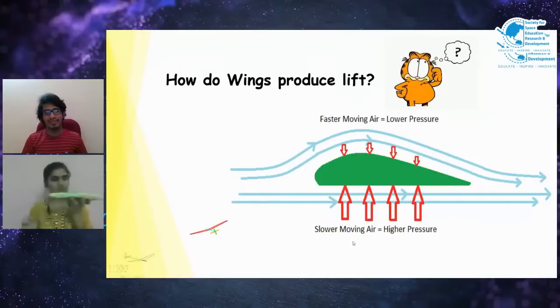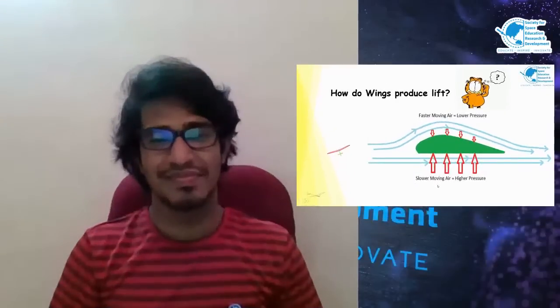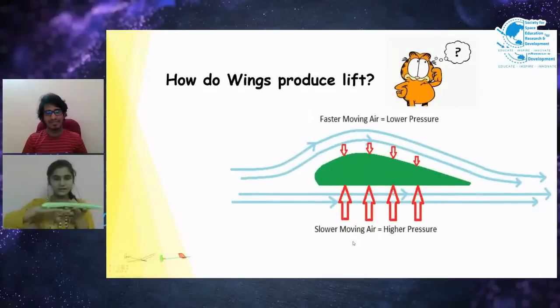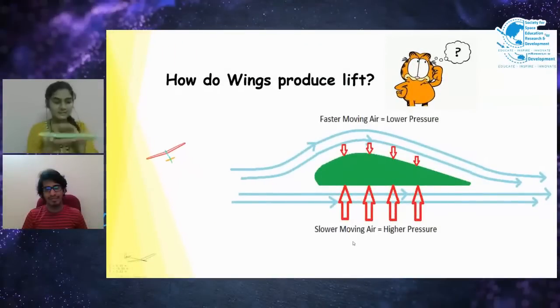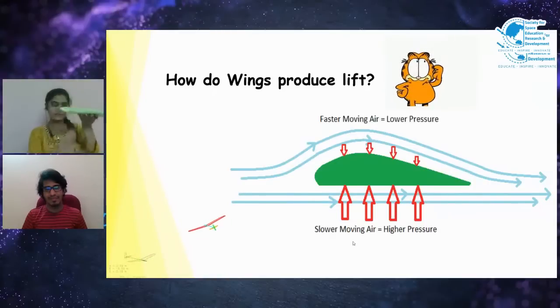Now, when it flows through the air, we have the air coming at the top of it and at the bottom of it. When the air goes through the wings, it creates a low pressure at the top and high pressure at the bottom, because the air moving below it is slower in speed and velocity, and the air moving above it is faster. So when the pressure at the bottom of this wing is greater and the pressure at the top is lower, that's why it produces a lift in this direction.